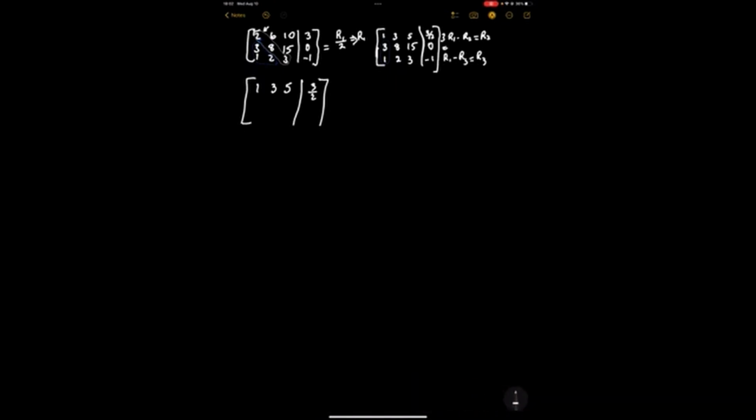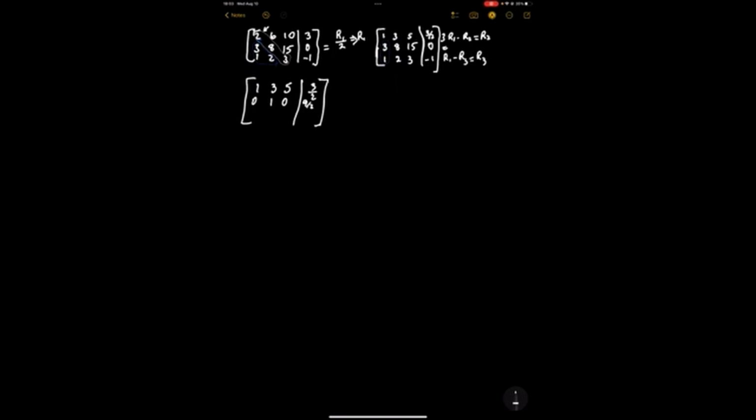So I'm going to get 3 times 1 is 3, minus 3 is 0. 3 times 3 is 9, minus 8 is 1. 3 times 5 is 15. 15 minus 15 is equal to what? 0. And 3 times 3 halves is 9 halves, minus 0 is 9 halves.